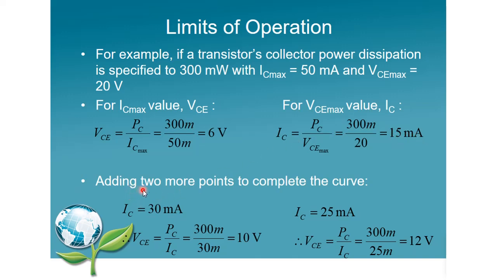So we add 2 more points to complete the curve. Let's say we take IC equal to 30 milliampere. So what we get for the VCE is 10 volt. If the IC is 25 milliampere, we get the VCE equal to 12 volt.